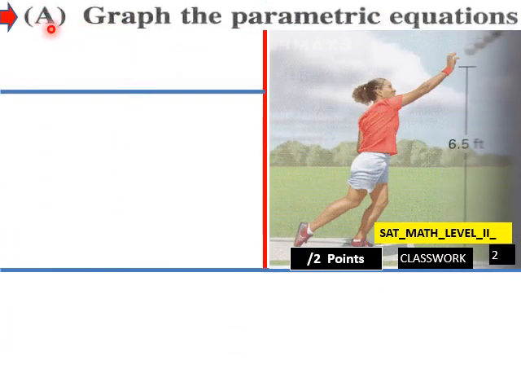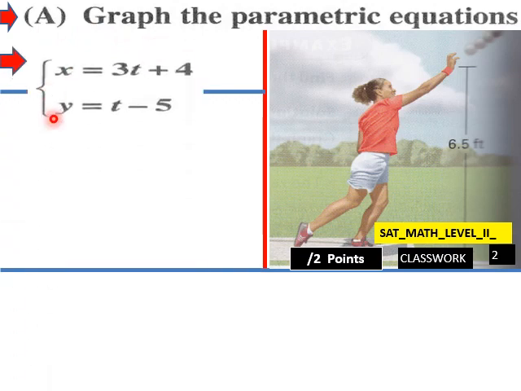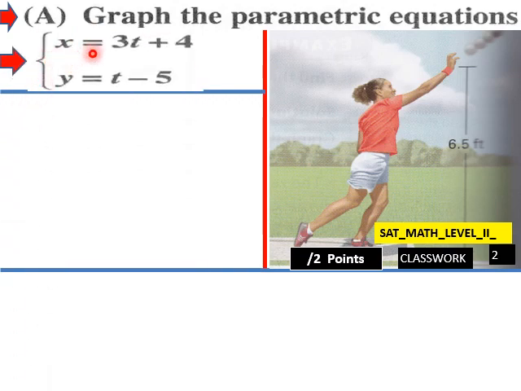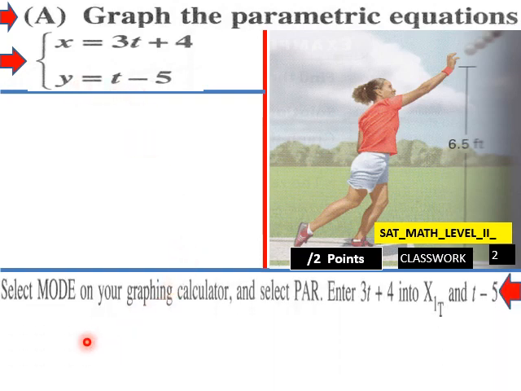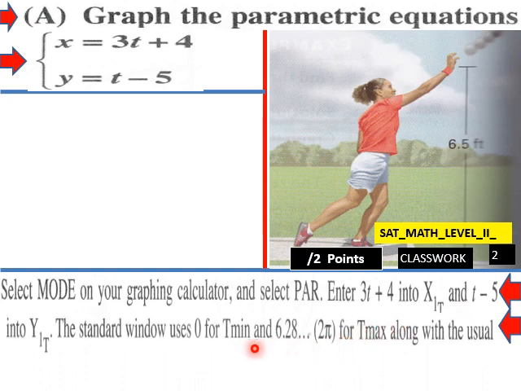Example 8A here. Graph the parametric equation. So we have x equals 3t plus 4, and y equals t minus 5. Select mode on your graphing calculator, and select par. Enter 3t plus 4 into x1t, and then t minus 5 into y1t.